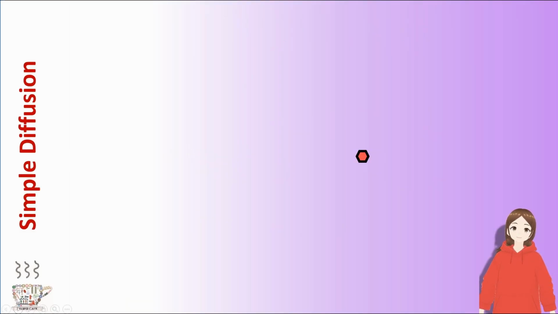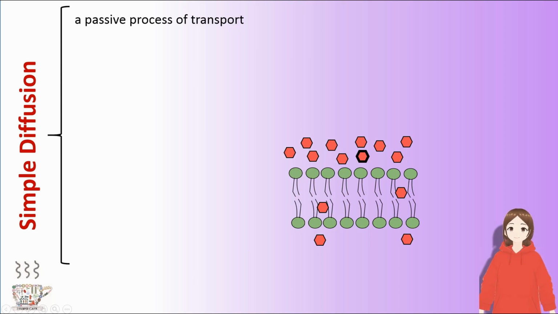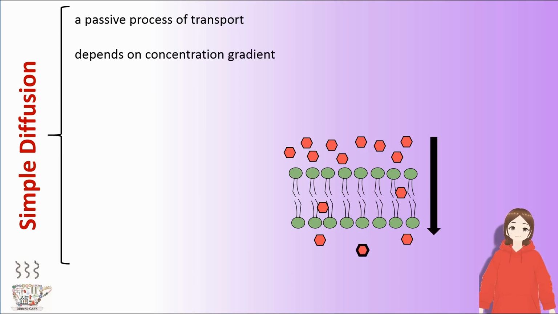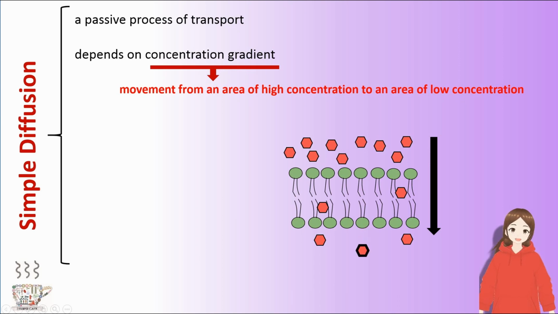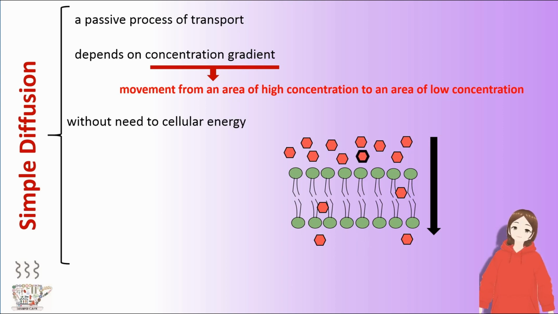Simple diffusion. Simple diffusion is a passive process of transport. It depends on concentration gradient. It means a substance tends to move from an area of high concentration to an area of low concentration. Simple diffusion doesn't need cellular energy.